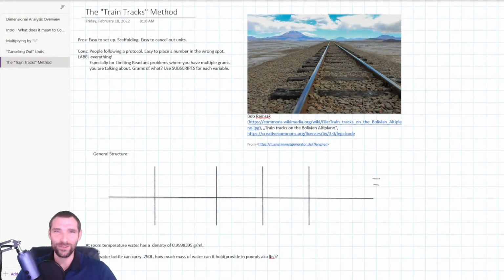All right, time for the train tracks. So I really like this method, but it also can be a bit of a crutch for people if they just rely on it. So you have to kind of understand the math behind it. So if you haven't, I would encourage you to go back and watch other parts. But here's the main idea. This is something that you start off with, and then you're going to have, let's say, like that unit, and you convert between that unit to a different unit.